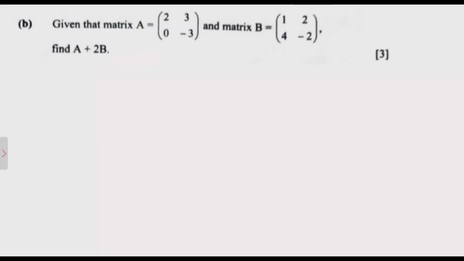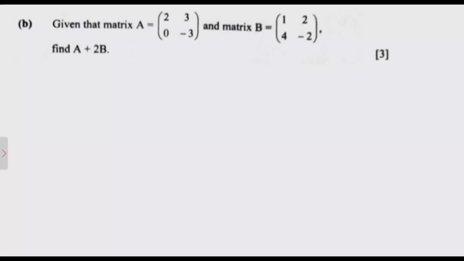Okay, we come to question 6b. Question 6b is as follows. Given that matrix A is equal to 2, 0, 3, negative 3, and matrix B is equal to 1, 4, 2, negative 2, find A plus 2B. Okay, find A plus 2B.